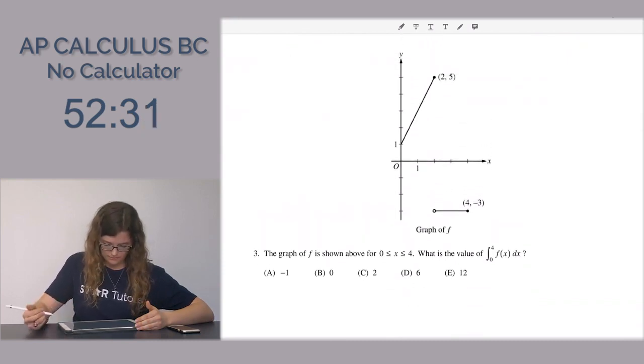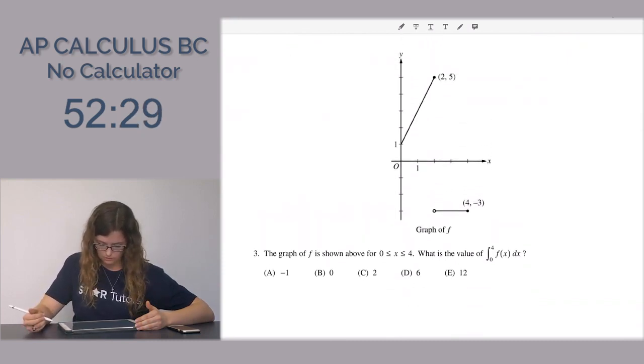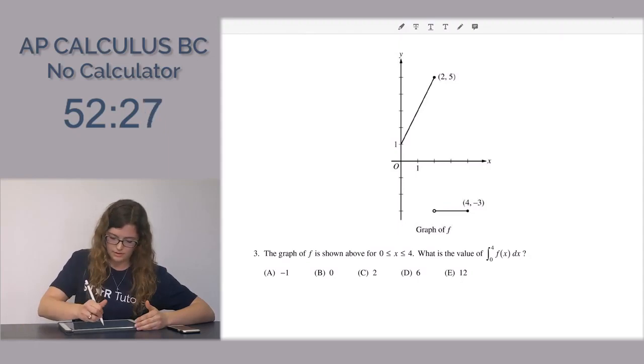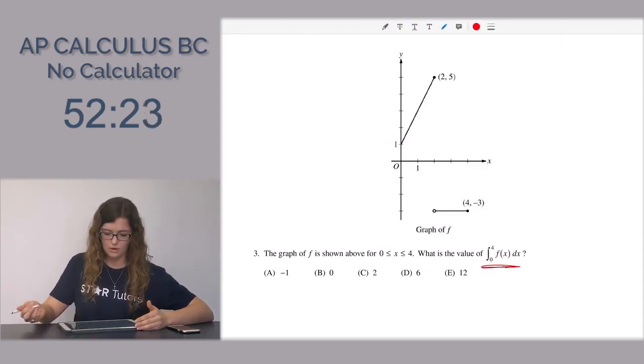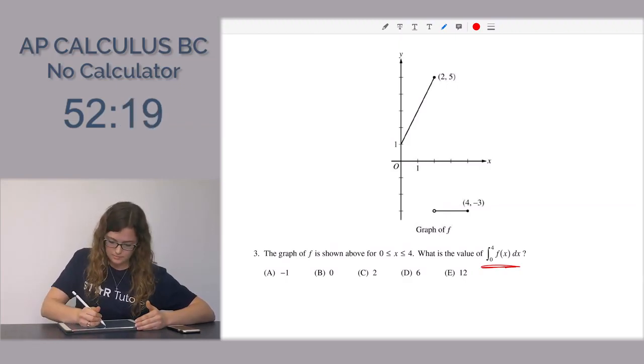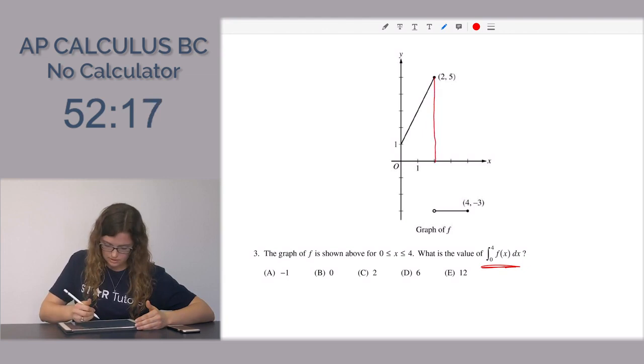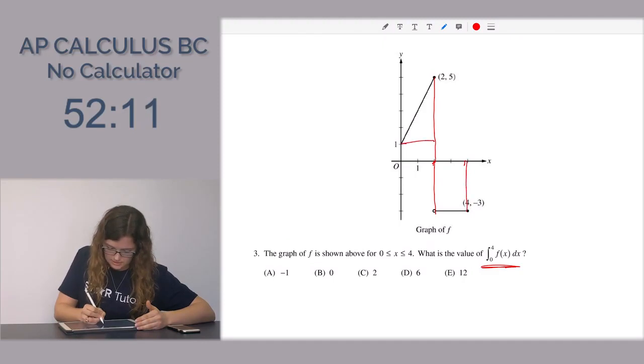Number 3, the graph of f is shown for 0 to 4. What's the value of the integral? Okay, so here we just need to know that the integral of this function, they don't even tell us what it is, is just the area under the curve, right? So I'm just trying to find the area under this curve between 0 and 4. So I'm going to split it up into these 2 different pieces.